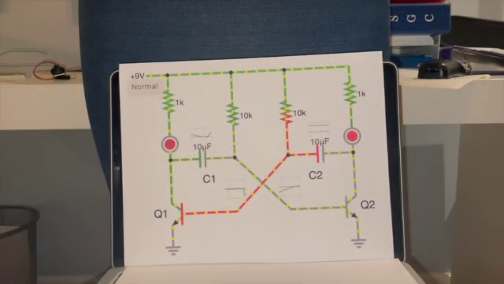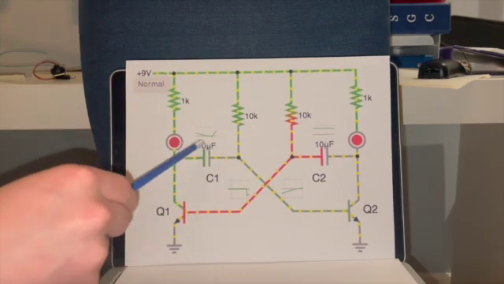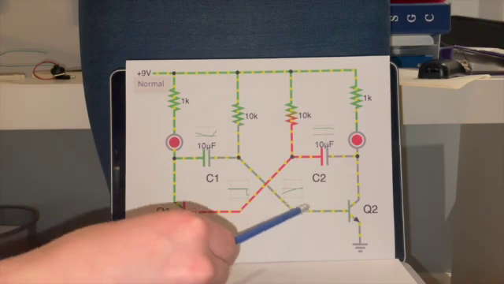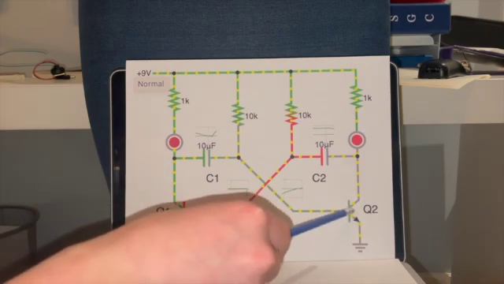Now that we know how the transistor works, we can get on to how this circuit works. This circuit works in a way so that when the capacitors are charging, it creates pressure on the base lead of the transistor, allowing the other capacitor to discharge.